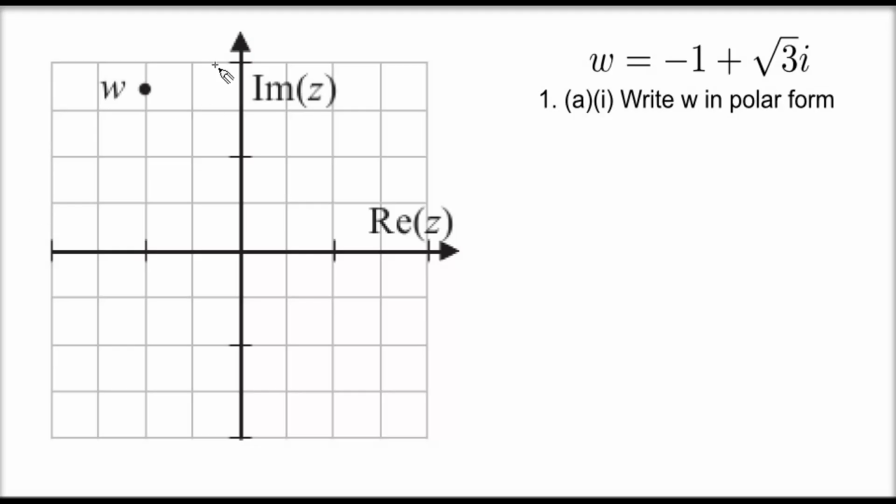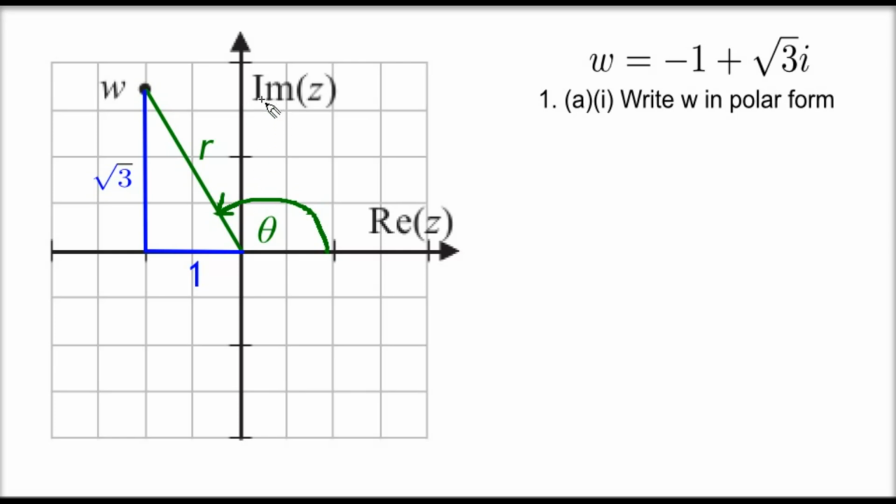So what we need to find then, first of all, is this distance R and this angle here, which we tend to call theta. We can't immediately though, so what we have to do is set up this triangle here, where this length here is root 3, the height of W from the real axis, and this length here being 1 as the distance from W to the imaginary axis.